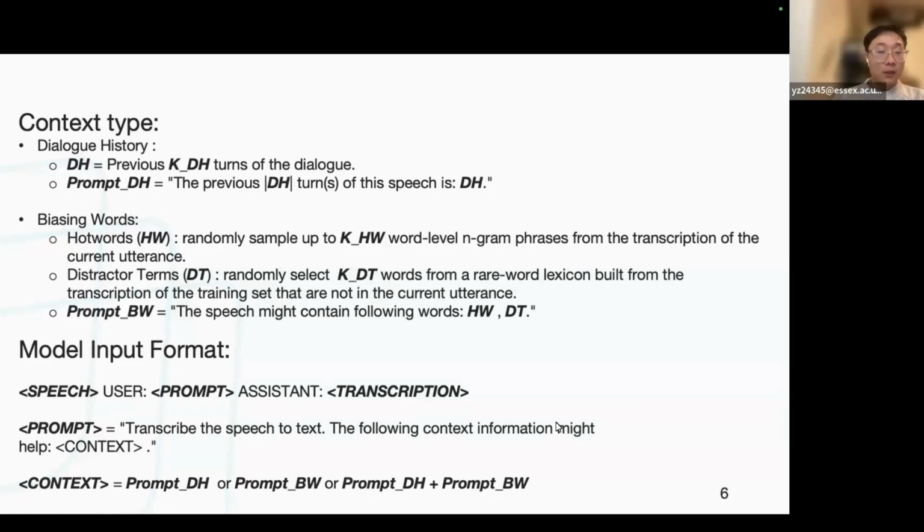So formally, the model input should be speech, followed by the user prompt, and the assistant, followed by the transcription. The prompt should be: transcribe the speech, the following context information might help, and then provide the context. The context in our experiment should be either the dialogue history alone, or biasing words alone, or combine the biasing words and the dialogue history together.